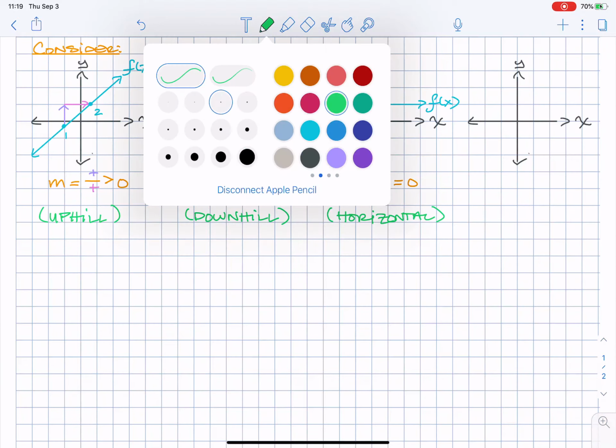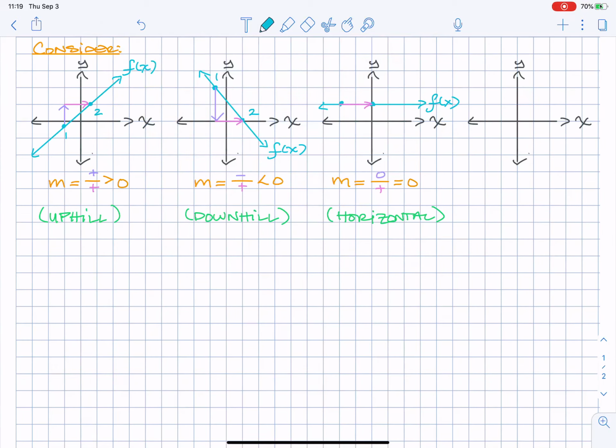And of course the last one, I'm actually going to draw this in a different color.